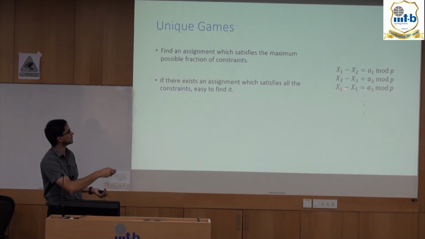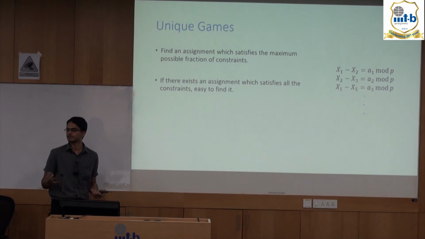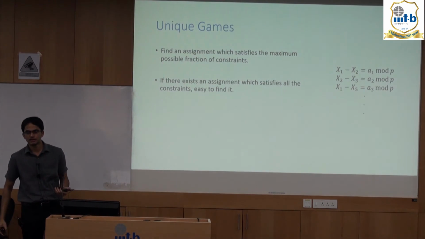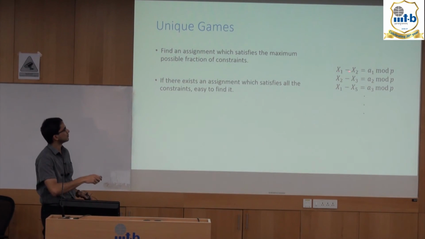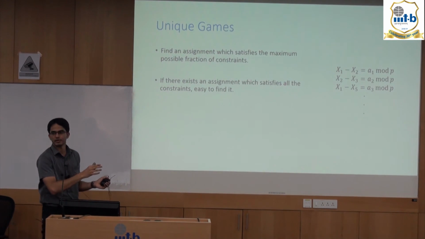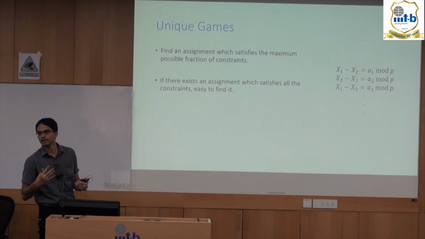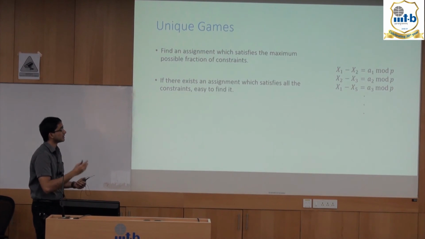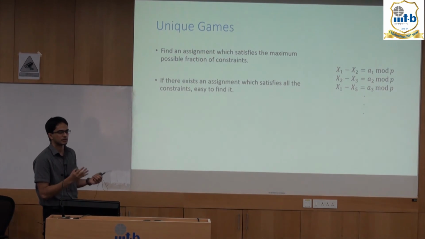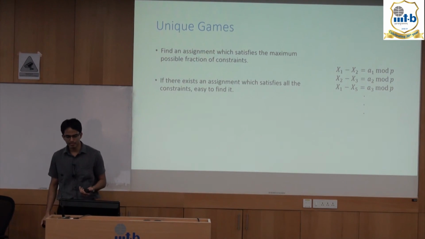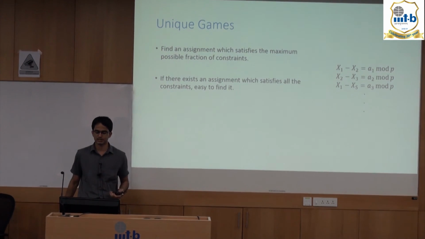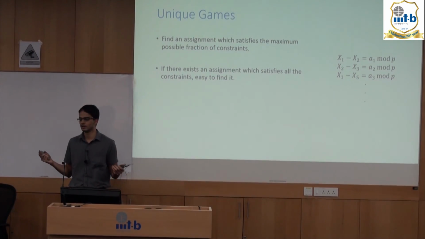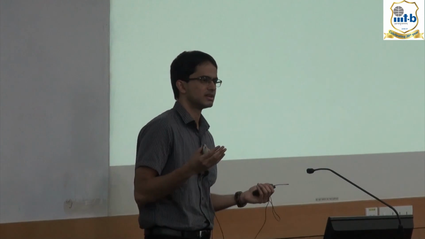Same way, if you go to the next one, once you fix the previous variable, there exists a unique value of the next variable which will satisfy this constraint. This is where the name unique games comes from: if you look at any constraint and fix one of the variables, then there exists a unique value for the other variable which will satisfy this constraint. So it's easy in that sense: if there exists an assignment which satisfies all these constraints, you can find that assignment.